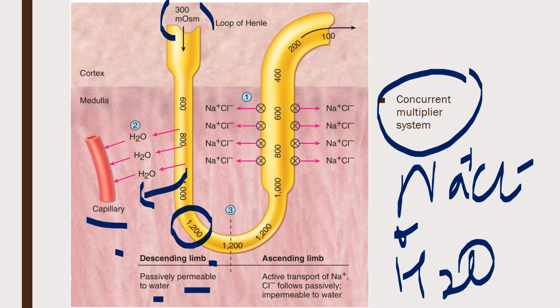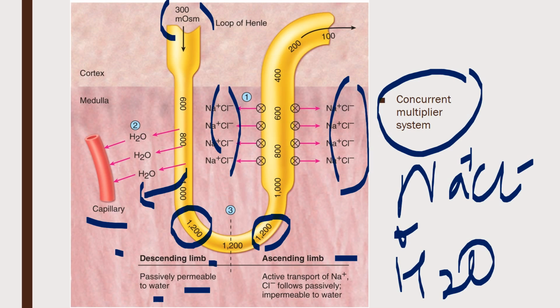Now in the ascending limb, water is impermeable, and now we have chloride ions that are going to flow out. So now our osmolarity will change. We're going from this highly concentrated 1200 milliosmoles down to 100 milliosmoles, to match the water that has left. So now our urine is becoming less concentrated.